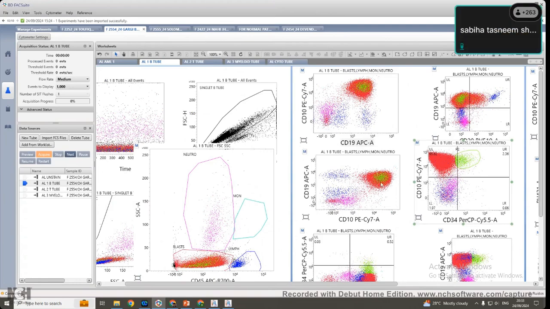Yes, okay. It is. Is it myeloid leukemia? No. Is it T leukemia? Is it B leukemia? What do you think it is? B leukemia, sir. B leukemia. Would you like to see any other markers or you don't want to do it?